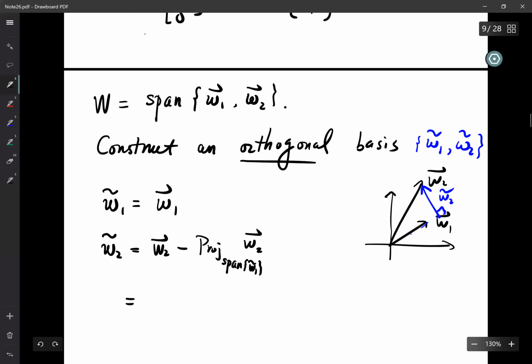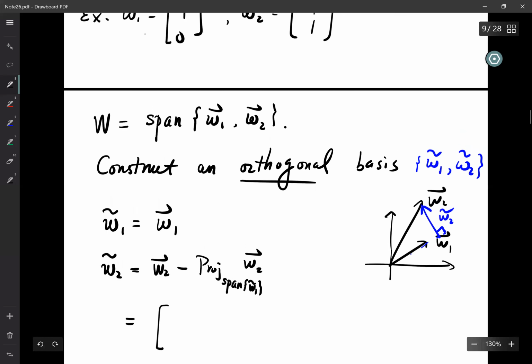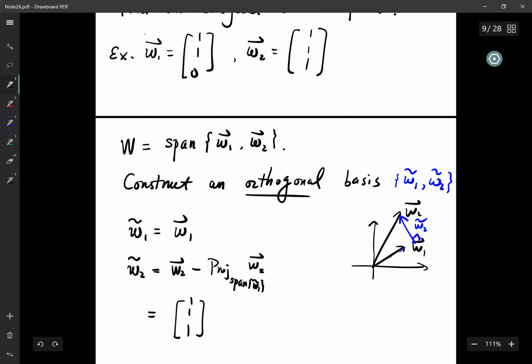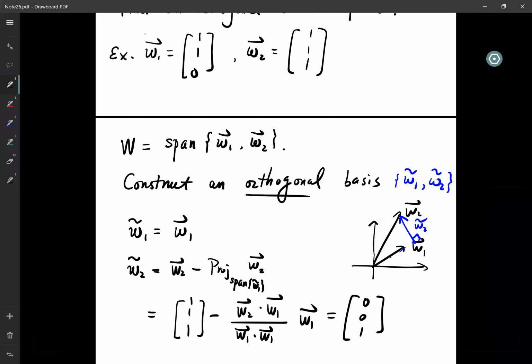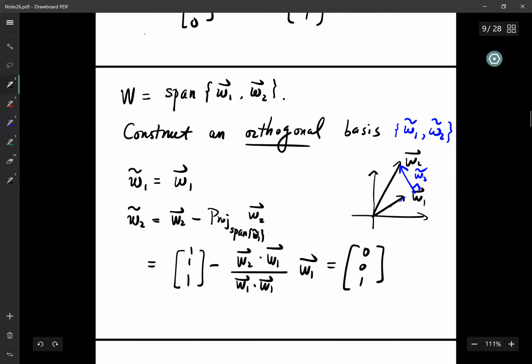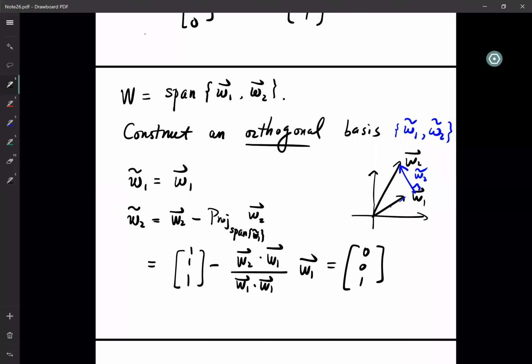We know how to solve this. W2 tilde is 1, 1, 1 minus its projection. Let me write it down: this is the inner product of W2 and W1, over the inner product of W1 with itself, times W1. You can just evaluate, and this is 0, 0, 1. So you get rid of the component of W1, and the remaining part is orthogonal to it. Now we have an orthogonal basis, W1 tilde, W2 tilde.